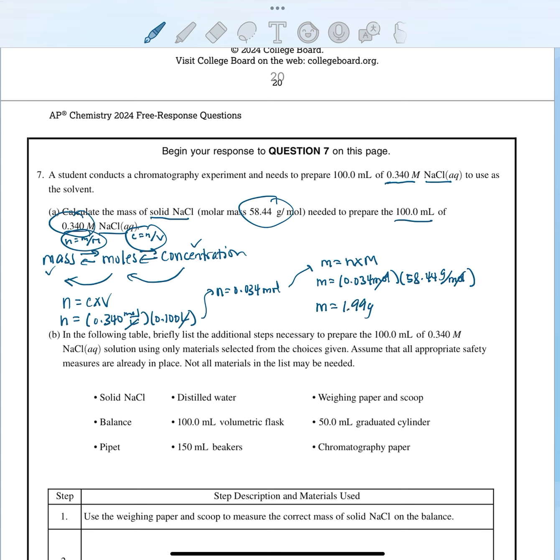So what this means is I dissolved 1.99 grams of NaCl in 100 milliliters of water to create the concentration that was given to me.